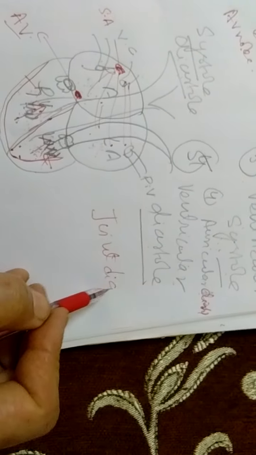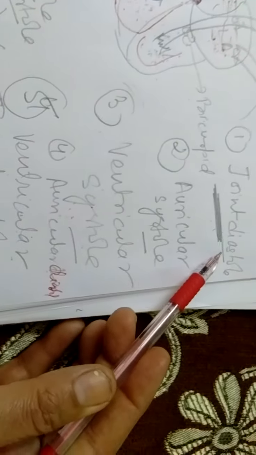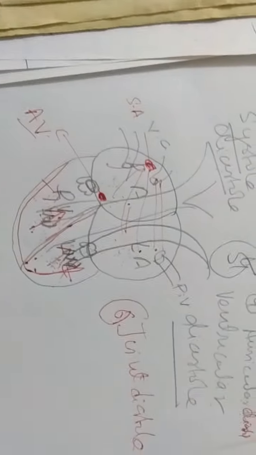So again the heart will reach the joint diastolic stage. This is the sixth point. So the first point was joint diastole, then auricular systole, then ventricular systole, then auricular diastole, then ventricular diastole, and then the joint diastole. This way the rhythmic contraction and relaxation of the heart takes place.